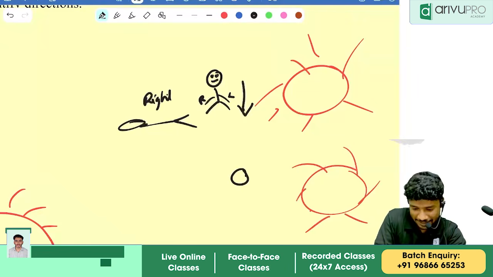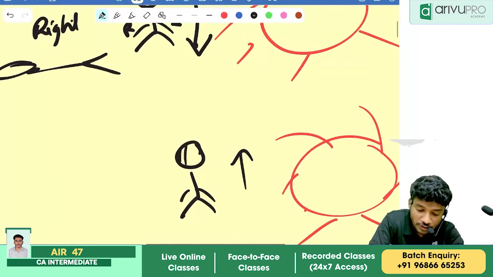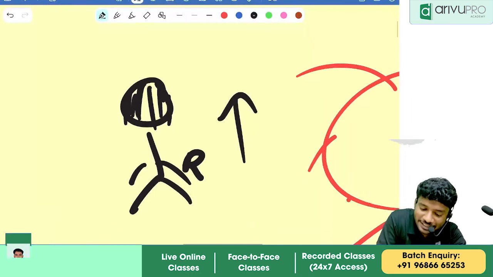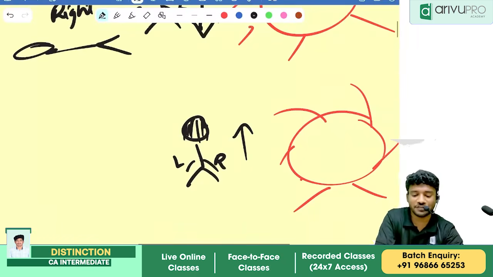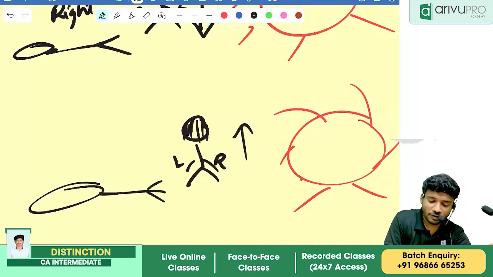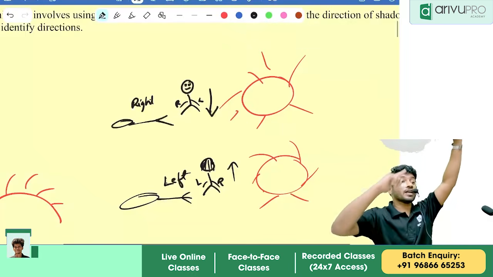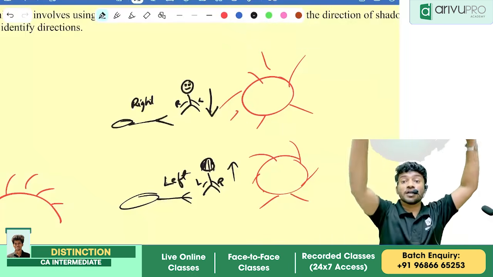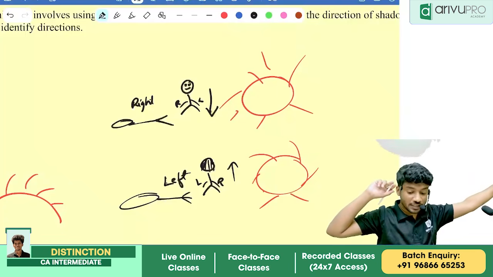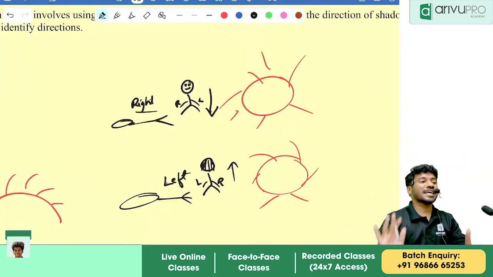A person is there. He is looking towards north. Now, which is his right hand? This is the right hand. This is the left hand. His shadow will be to which direction? To the left side. Remember this. Whenever a person is looking towards north, shadow will be on the left hand side. Whenever a person is looking towards south, shadow will be on the right hand side.